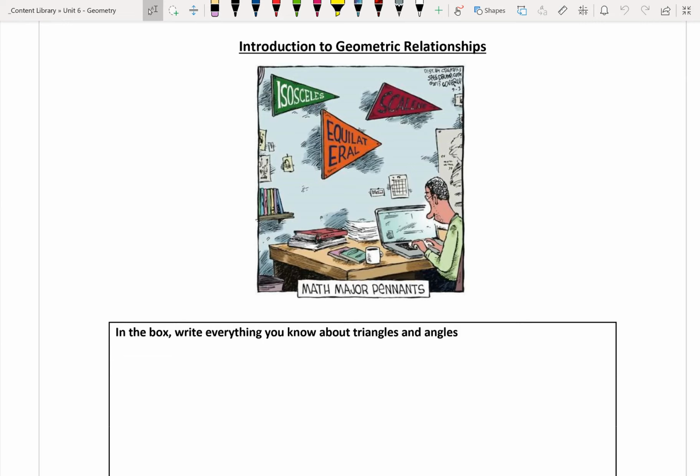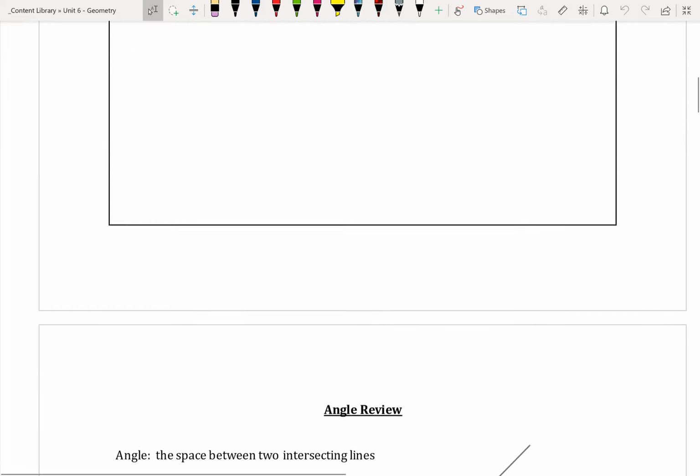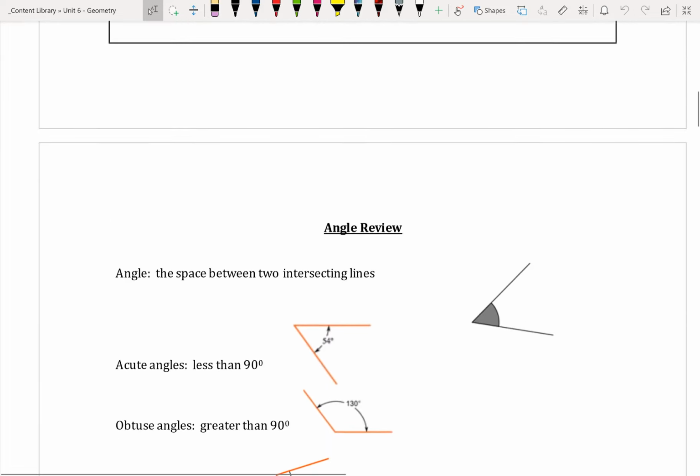If you can't think of anything, that's okay, because this note is going to review some of the stuff that we should already know. And again, if not, that's okay because you'll be relearning it now. So we're going to look over some key terms and things that we should already know.